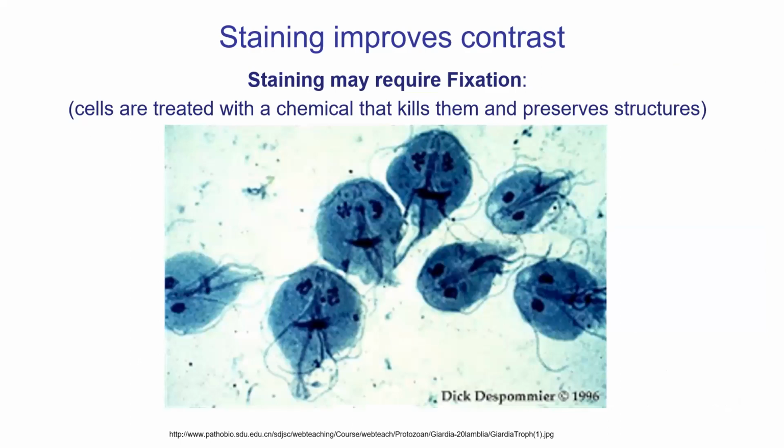You can see these are some organisms called Giardia. I guess I can write that down. This is called Giardia lamblia. And this is an intestinal parasite, and it's kind of cool to look at, right? It's got 2 nuclei, and they sort of look like little aliens, but very, very nice stain.